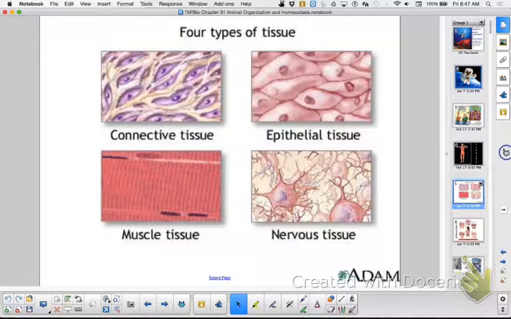Smooth. Where do you find smooth muscle? Yep, arteries. All your organs and glands have smooth muscle in them. Can you think of another type of muscle?